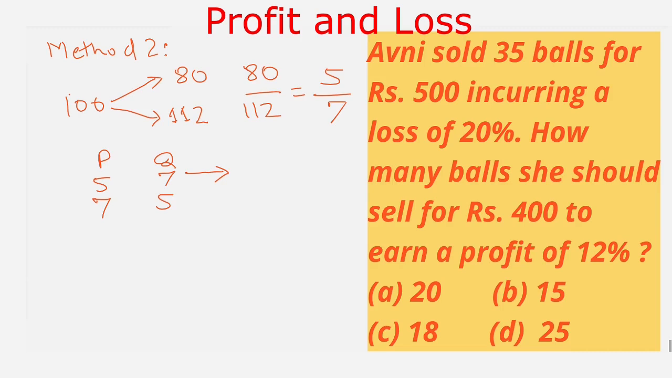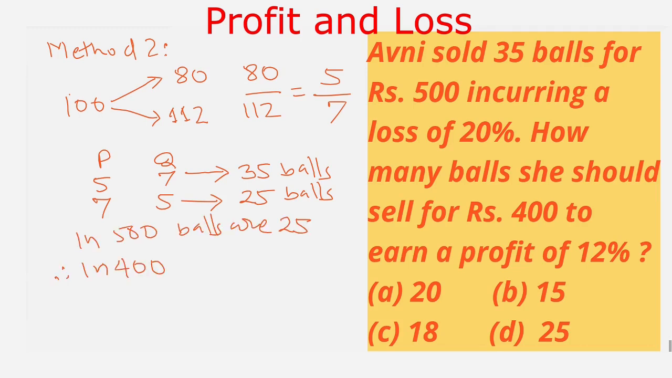The quantity 7 is equivalent to 35 balls. Therefore, quantity 5 is equivalent to 25 balls. 35 when divided by 7 gives us 5, and 5 multiplied by 5 is 25. This way we get the quantity 25 balls. So if we have to make the profit of 12%, then we have to sell 25 balls in rupees 500 instead of 35 balls. Therefore, we can calculate the quantity of balls to be sold in rupees 400.